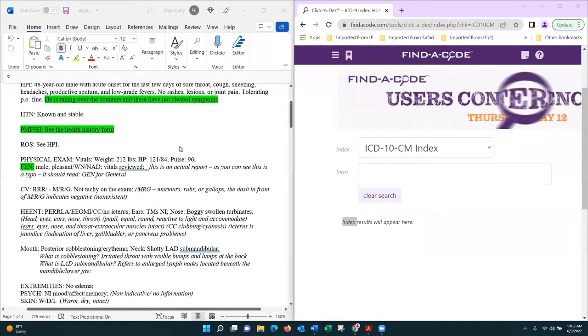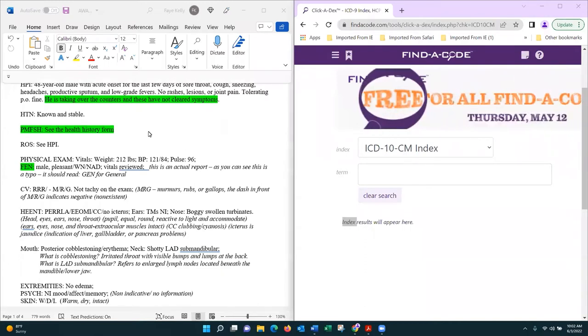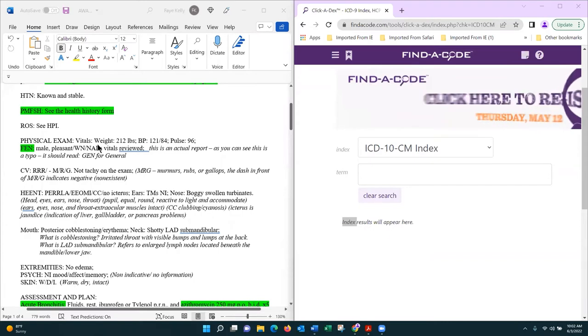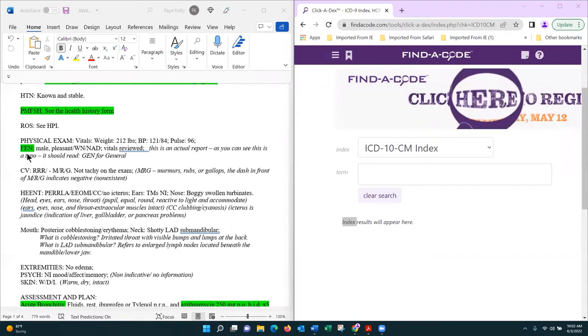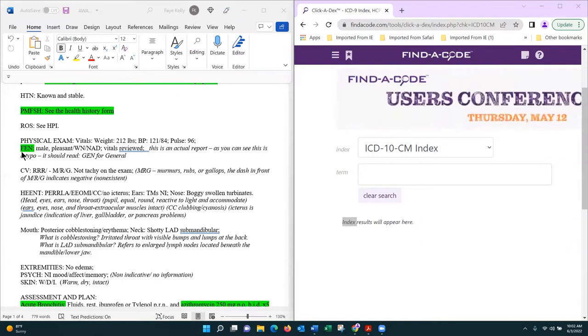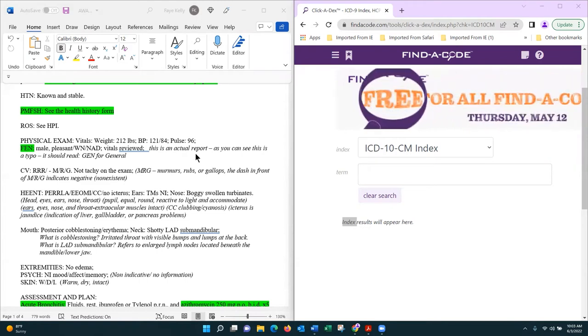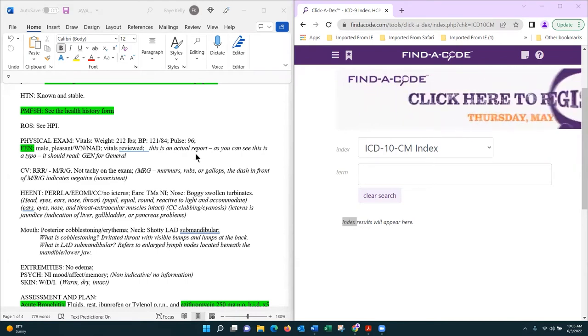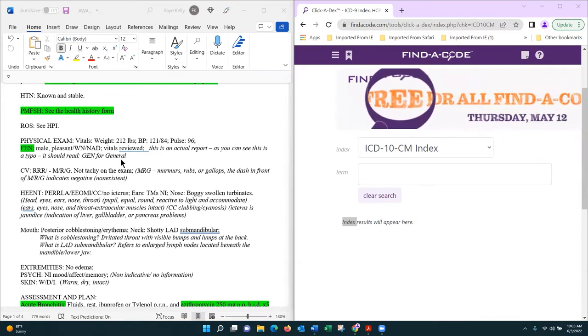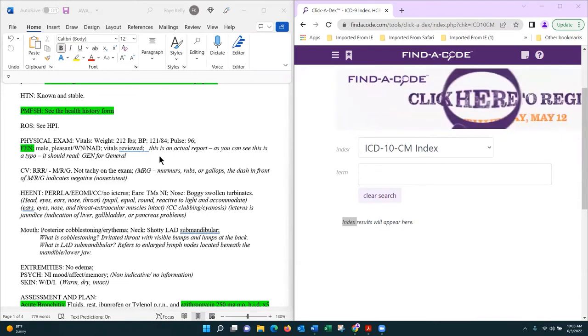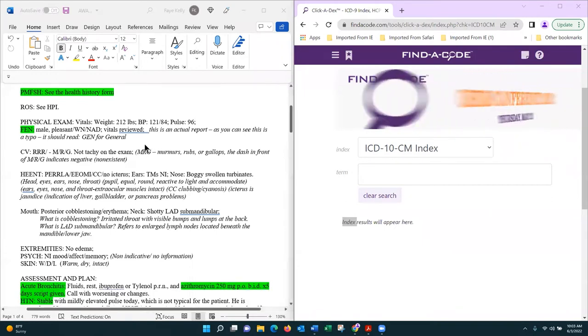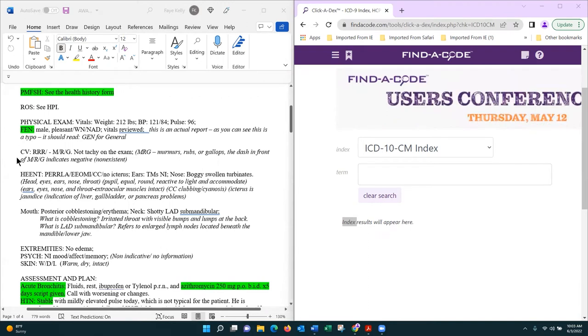The review of systems is to see the history and physical. When we got down to the physical exam and the physician documented everything, we can find right here this FEN. Okay, that is a typo, and I wanted you to know this is an actual report. These are things you've got to be aware of when you're coding for a physician's office, because this FEN should be GEN for general. This is a male, pleasant, and the vital signs are reviewed, within normal limits, no abnormalities. So we want to pay attention to our abbreviations.